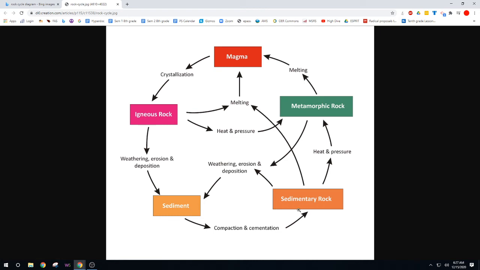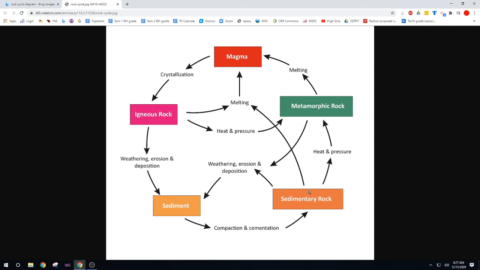Okay, so sedimentary rock can come from any rock, because if we take a look at it, metamorphic rock can go through weathering, erosion, and deposition, and sedimentary rock can go through weathering, erosion, and deposition. Weathering, erosion, and deposition make us think sediment. Sediment, compaction, and cementation make us think of sedimentary rock. And if we take sedimentary rock, or igneous rock, or metamorphic rock and put it under heat and pressure, we get metamorphic rock.